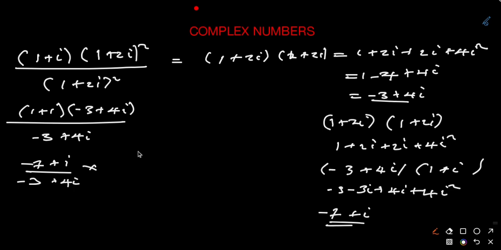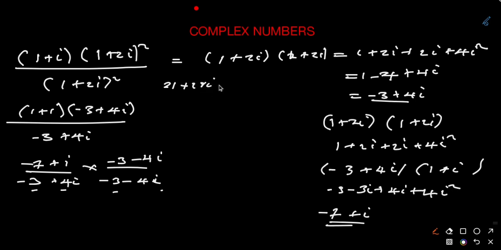So I need to multiply by the conjugate. The conjugate is the opposite. So remember, when it comes to the denominator part, don't even waste your time, just multiply this one with this one, and so on. So let me multiply now. Negative 7 multiplied by negative 3, I'm going to get positive 21. Then negative 4 multiplied by 7, I'm going to get positive 28i.